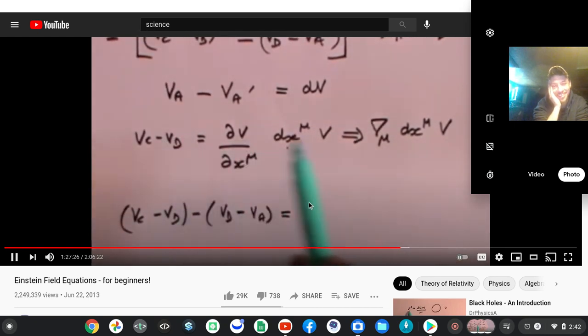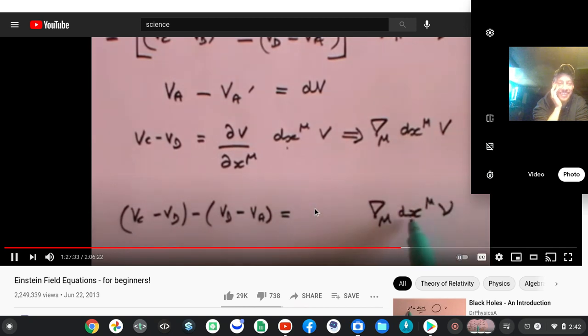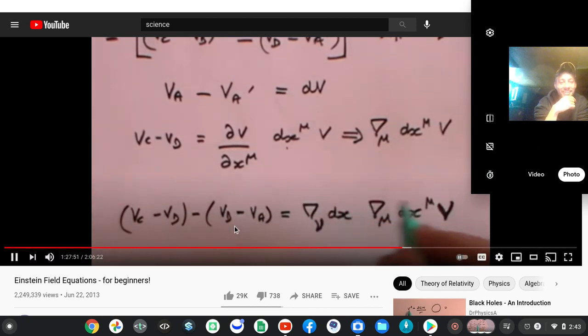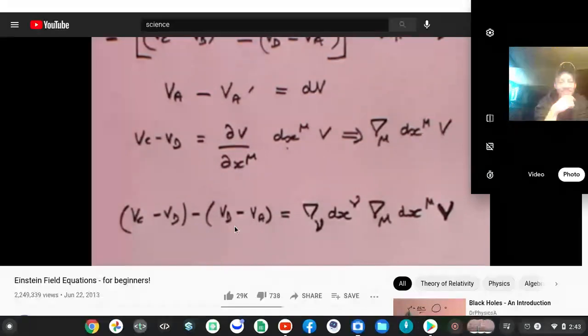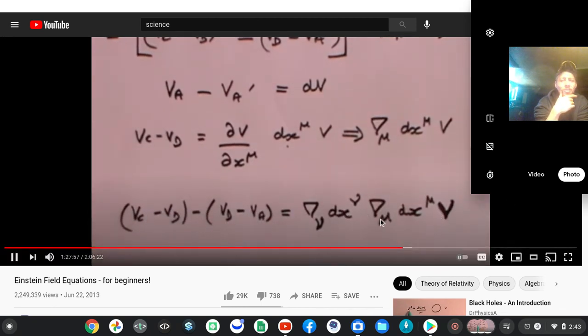We said that VC minus VD is the covariant derivative times the distance times, sorry, not nu, that is V times the value of the vector. But the difference is essentially another differential, and it's the differential in the new direction. So we've now got the covariant derivative in the new direction times the distance away. So that is effectively what that difference is.